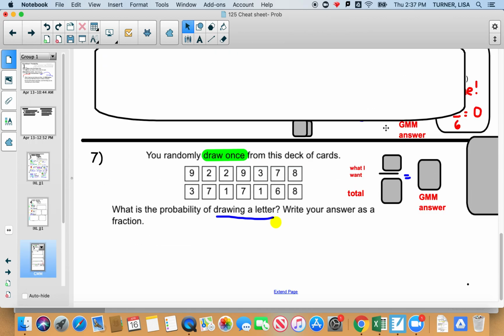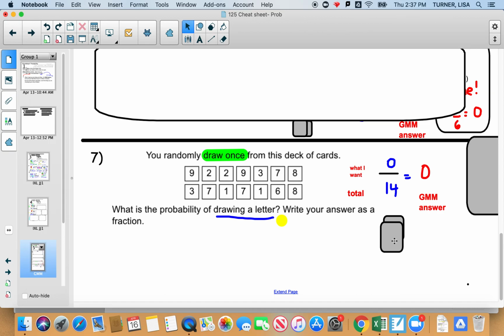And the last one, you randomly draw once from this deck. So it's 7, 8, 9, 14 total. And it says, what is the probability of drawing a letter? Now, these are actually too simple and they catch me off guard. And I'm like, what? And I have to reread it. I'm looking for a letter. There are no letters, all right? And in this case, just like we were just talking about, sometimes there's nothing of what they're looking for. There's no letters, all right? And so to put in that number, 0 divided by 14 is 0, and that will be my answer.